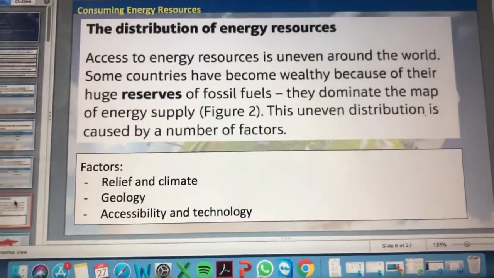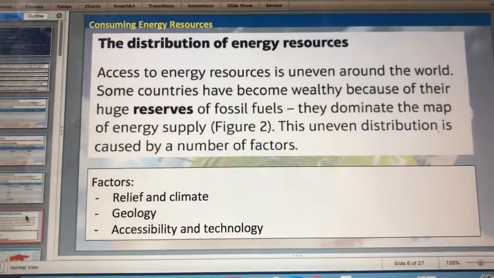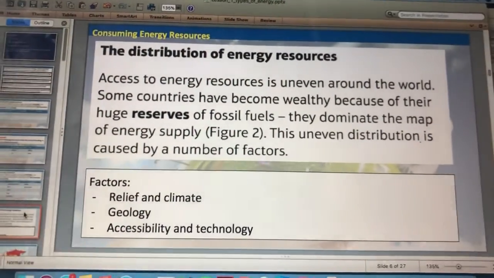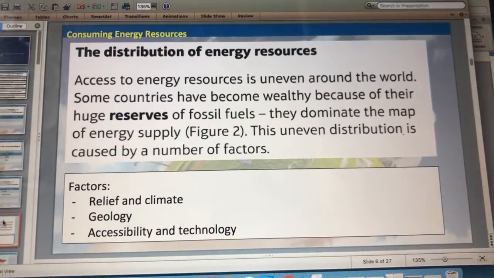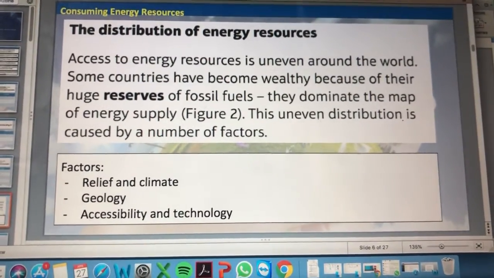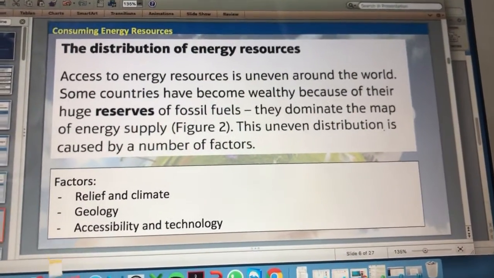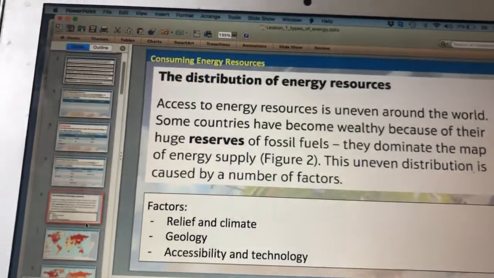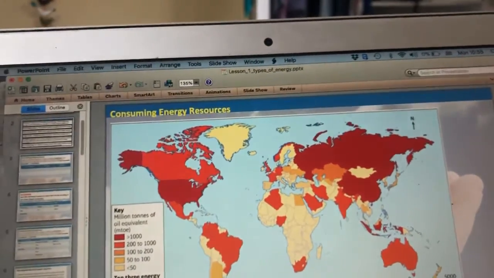Now, whether a country has these sources of energy is based on these three factors, really: the relief and the climate, the geology, so for being able to access things like coal, the accessibility, and the technology, okay? So can they exploit it on a large scale to be able to make it economically worthwhile, to be able to afford it?